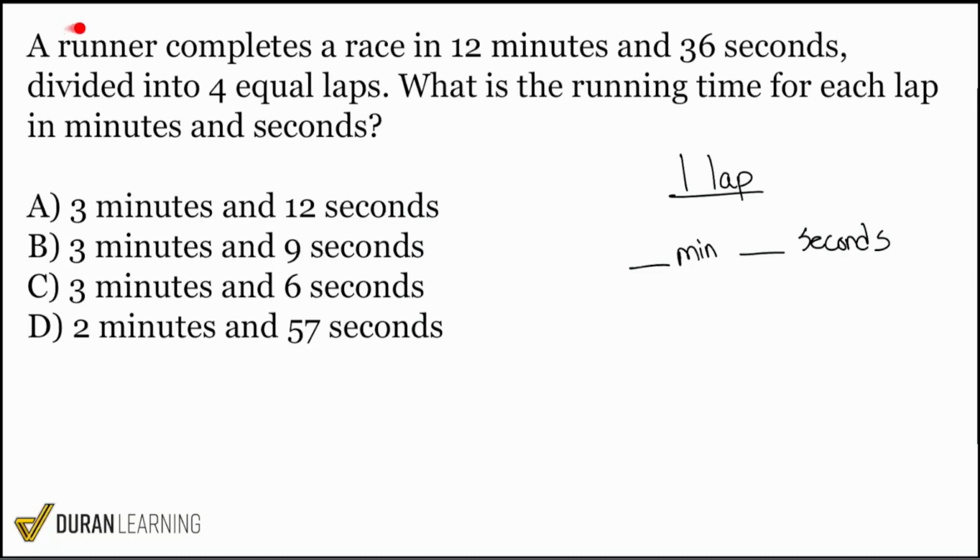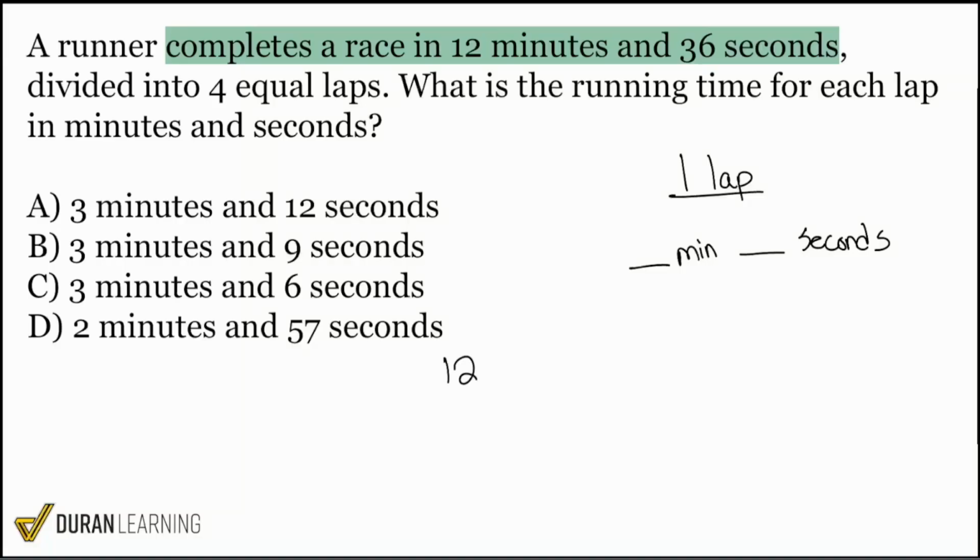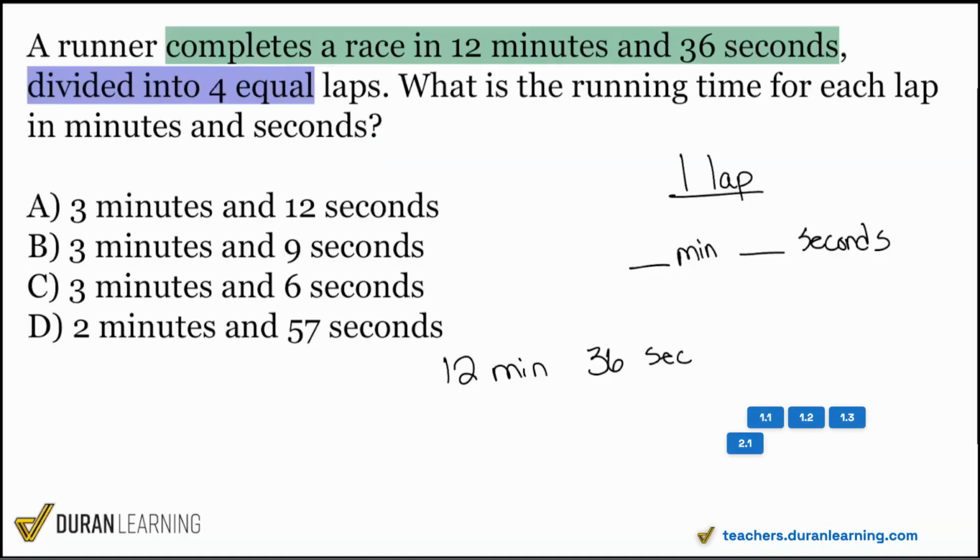We see that a runner completes a race in 12 minutes and 36 seconds. So let's highlight that there. Completes in 12 minutes and 36 seconds. So that's the total time. All right, sounds good. Then we see that it says it's divided into 4 equal laps. Okay, what is the running time for each lap in minutes and seconds? All right, so we see clearly here that it says divided into 4 equal laps.